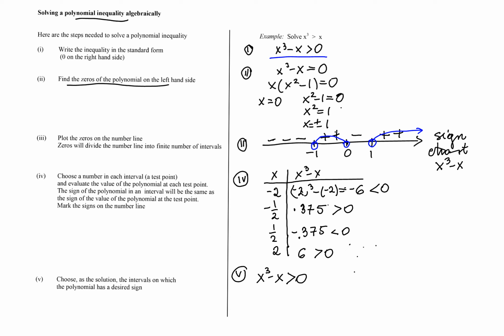Therefore, my solution is: x cubed minus x is greater than 0 if x is in the interval from -1 to 0, union, since we have another interval, from 1 to plus infinity.